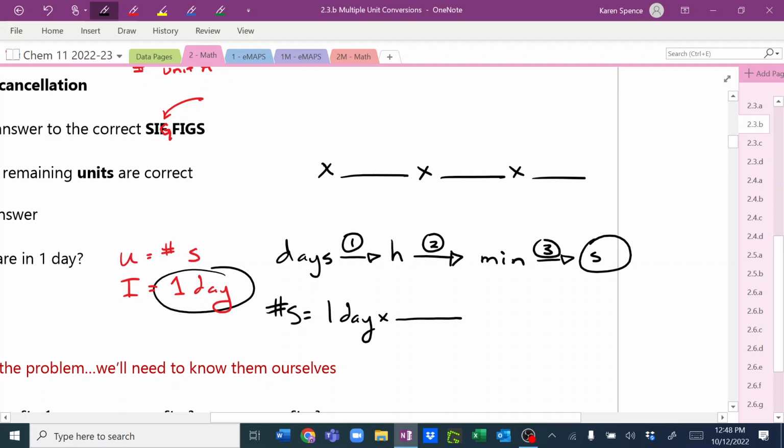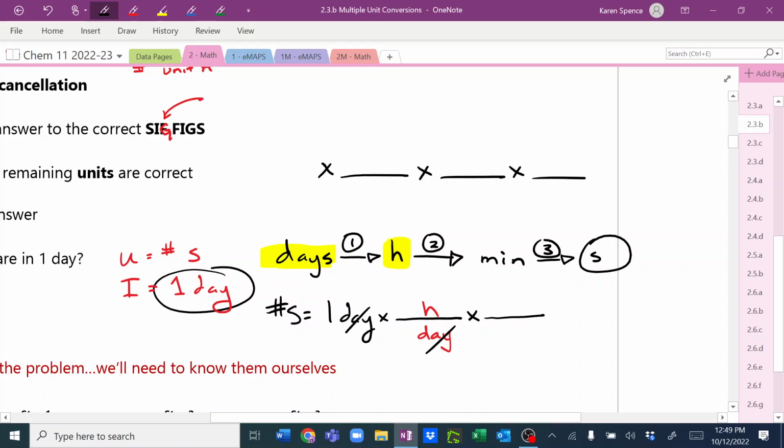Step number 1, I want to convert between days and hours. Where are the days going to go on that line? Days are going to go at the bottom, so they cancel out, and then hours are going to go on the top. I'm not even going to write in my units yet. I'm going to leave that for a minute.